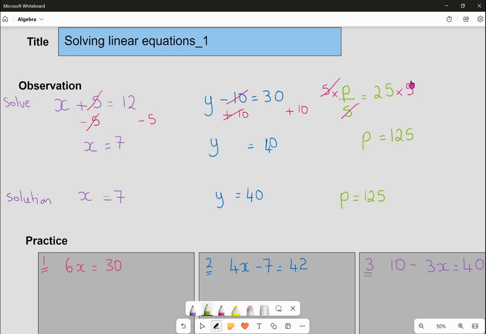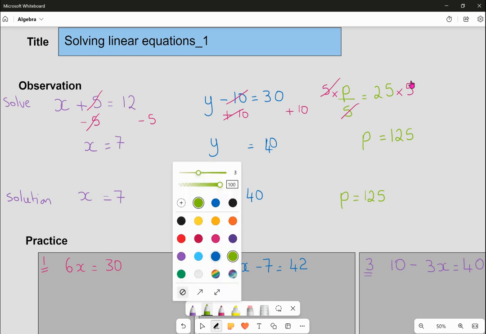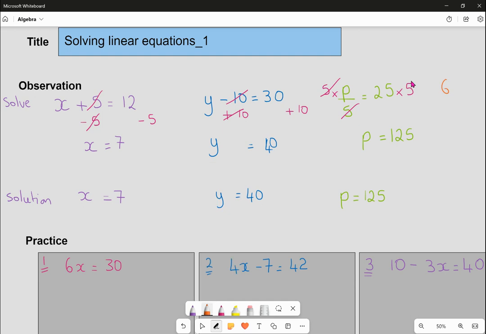Okay, and our final example, our final method that's going to get us to the end when we need to. So now let's say that we have 6z is equal to 20. Now in this case, the z is being multiplied by the 6. So we need to multiply a number by 6 to get 20.